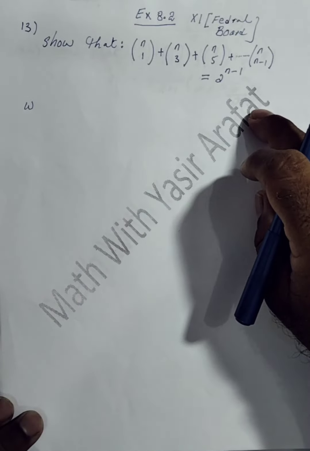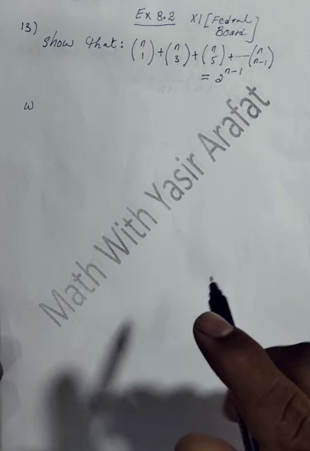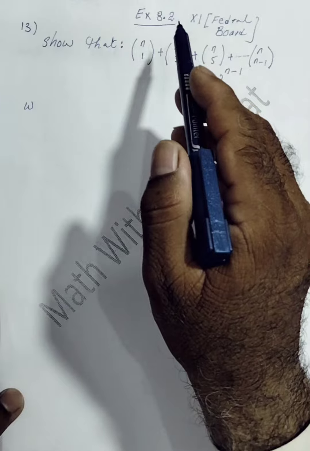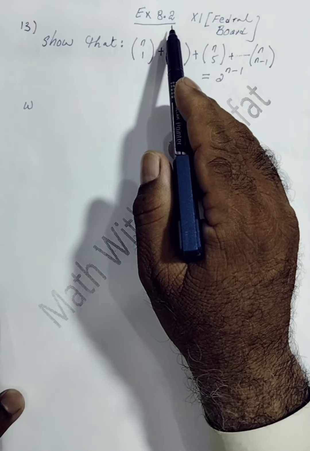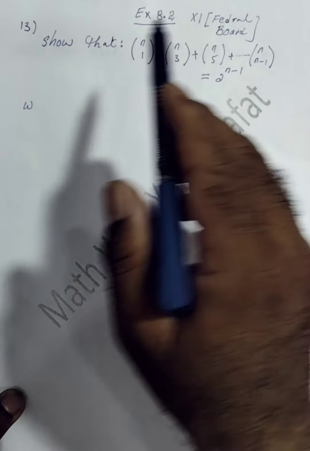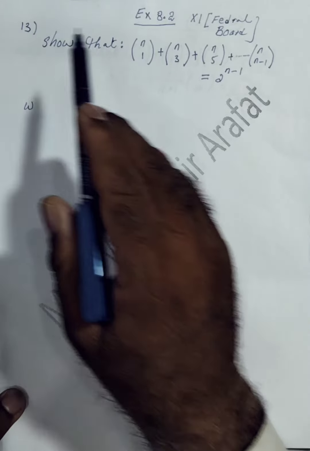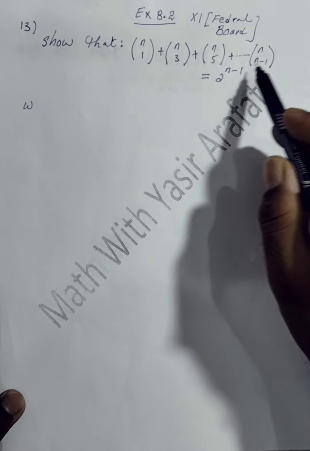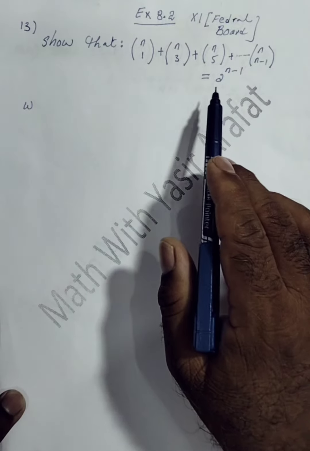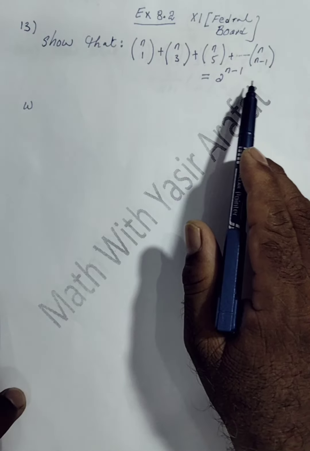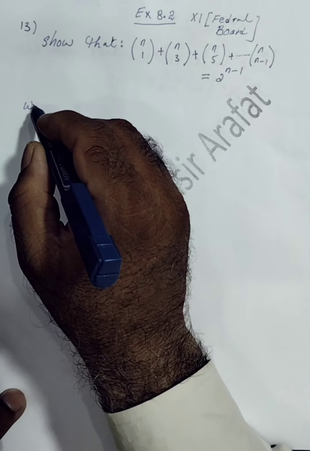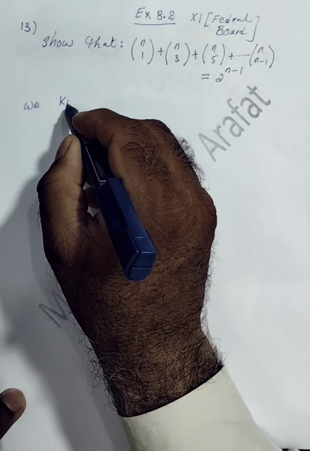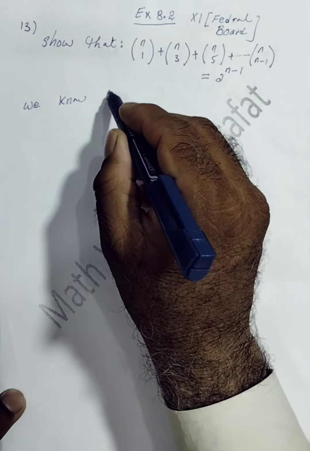You are watching Math with Yasir Arfat, and we have to discuss a very important question of exercise 8.2, first year federal board, that is question number 13. nC1 + nC3 + nC5 + ... up to nC(n-1) equals 2^(n-1). Now here we know that we have to use a formula.